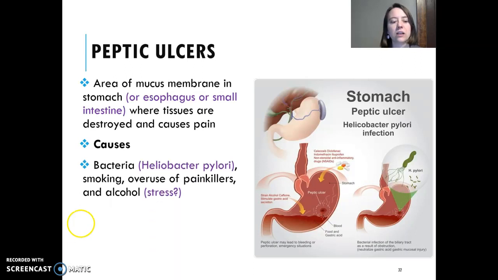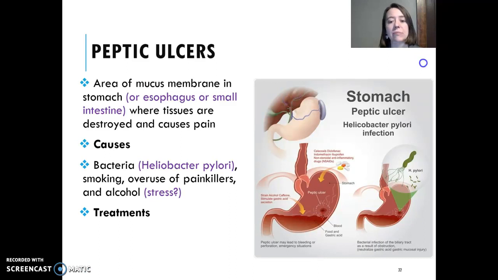It used to be thought that stress was what caused ulcers, but that is not the major cause of ulcers. The major cause of ulcers is actually a bacterial infection, and this little guy, Helicobacter pylori, is the troublemaker. Also smoking, the overuse of painkillers like Tylenol and aspirin, and drinking can cause ulcers.